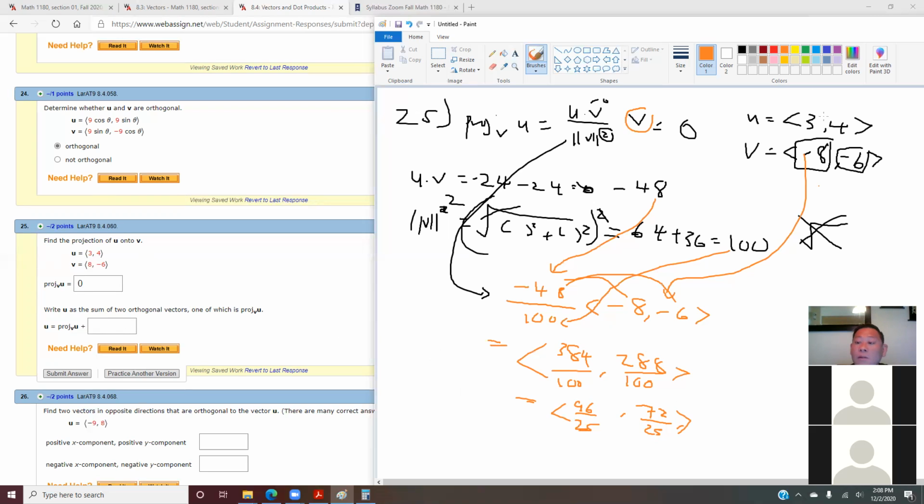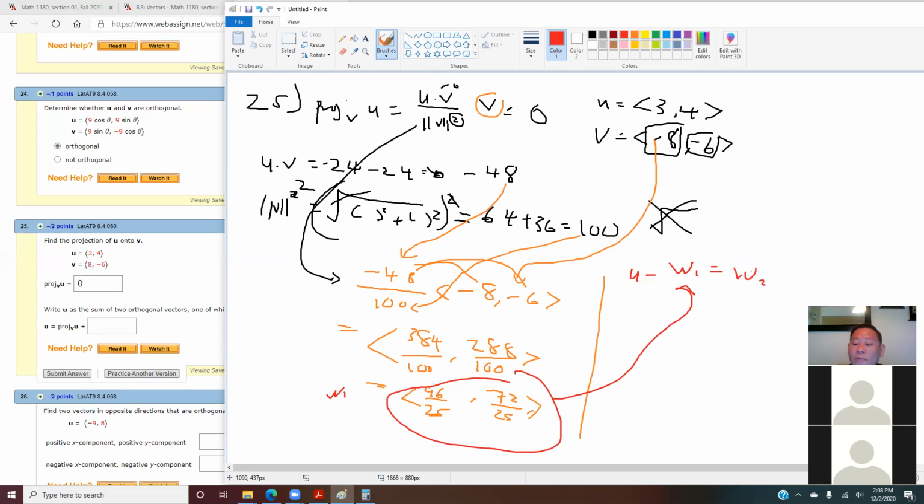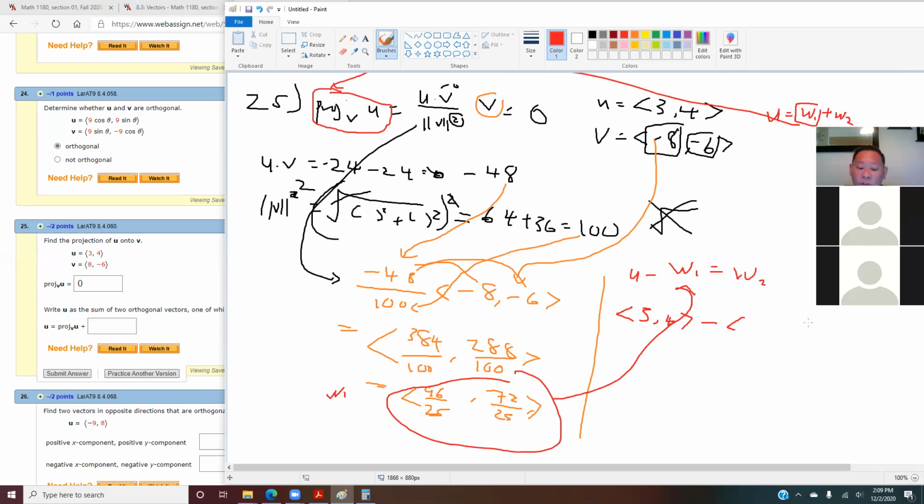Now, in order for us to find this blank, you have to subtract this from U. We call it W1. This is called W1, and the one that you find is called W2. So usually U in this case is W1 plus W2. W1 is the projection of U onto V, and W2 is the subtraction of these two. So what you do is U in this case is 3, 4, and you subtract W1, which is this 96 over something.